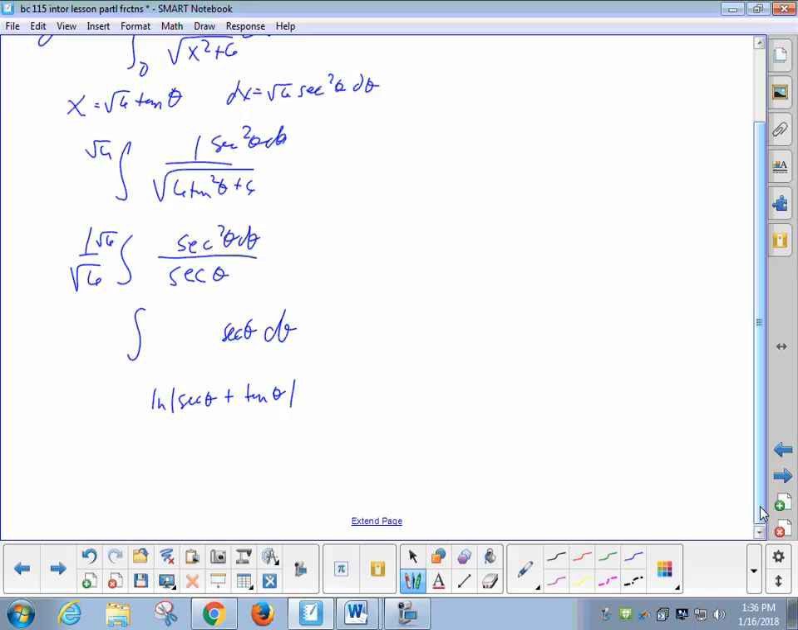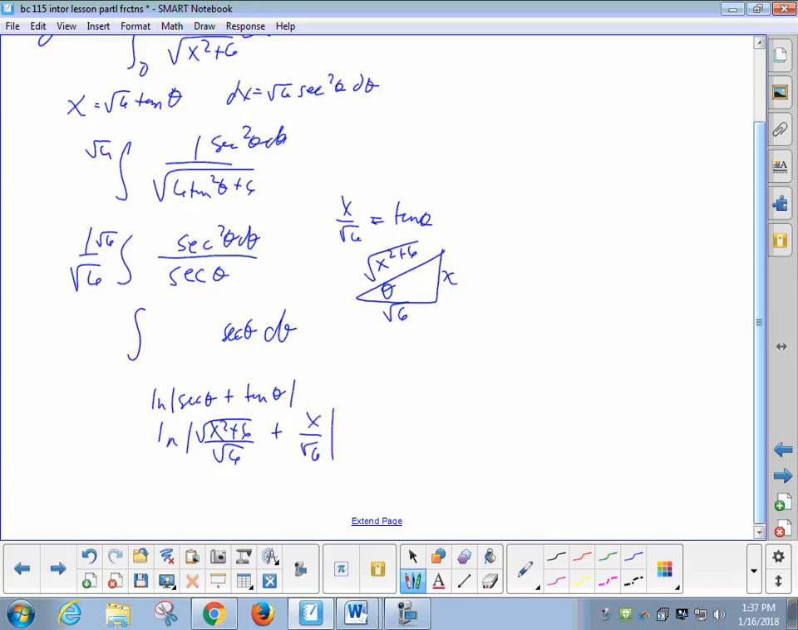All right, so back here, I know that x over root 6 equals tangent theta. So theta is an angle, opposite is x, adjacent is root 6, making the hypotenuse the square root of x squared plus 6. So secant theta is hypotenuse over adjacent, root x squared plus 6 over root 6. Tangent is x over root 6. Cool?